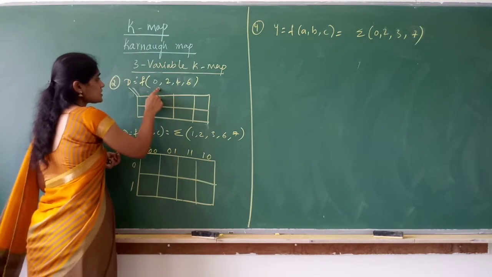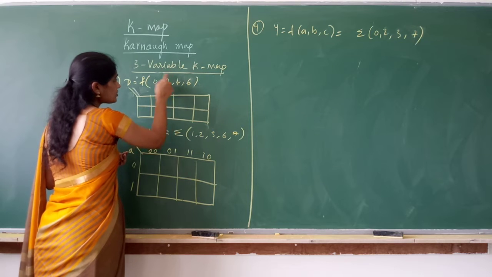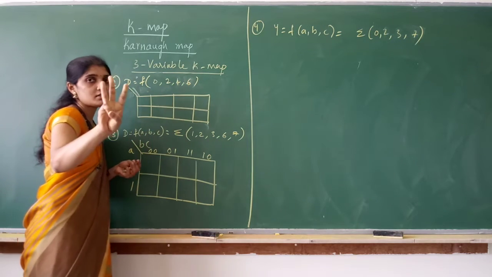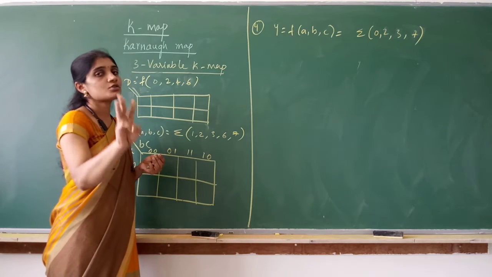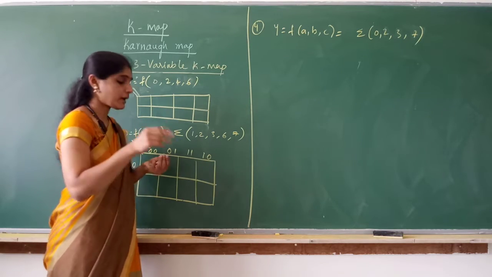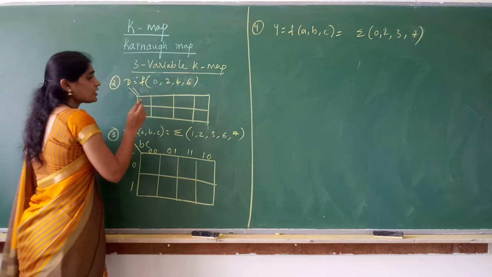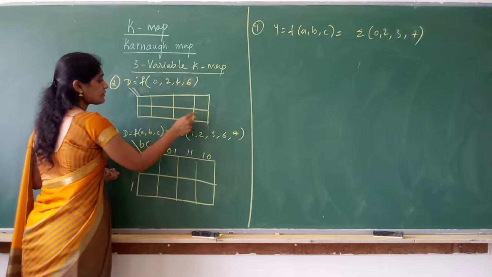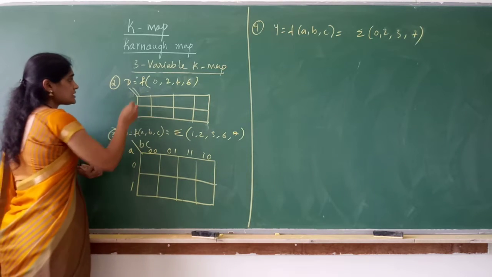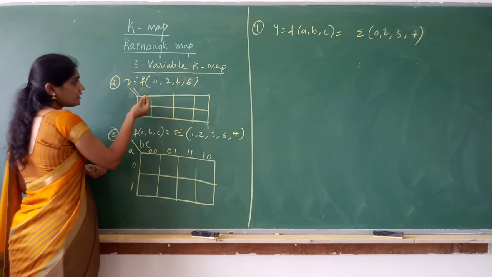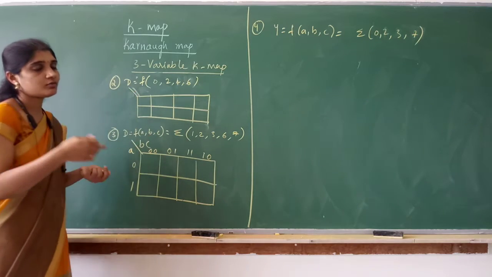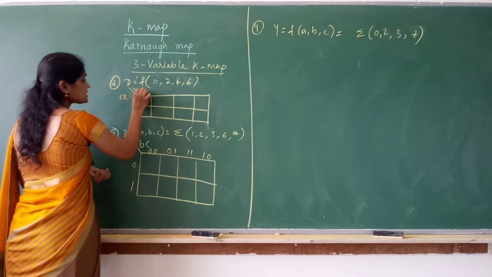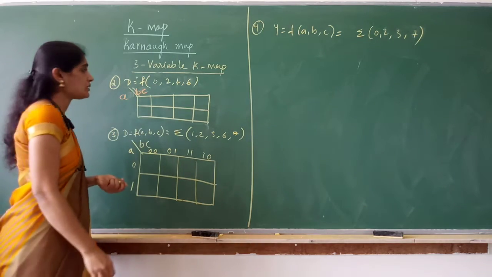So look at the min terms here: 0, 2, 4, 6. The given min terms are less than 7, so it is understood that it's a 3 variable function. So you have to go for a 3 variable K-map. How to write the K-map? 3 variable means how many cells? 8 cells: 1, 2, 3, 4, 5, 6, 7, 8. Now name the variables. The variables they have not denoted, so you can take it as X, Y, Z, A, B, C, anything. Let me take A, B, C as the input variables.